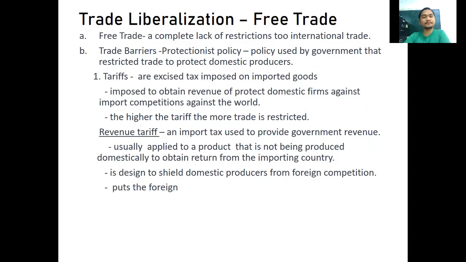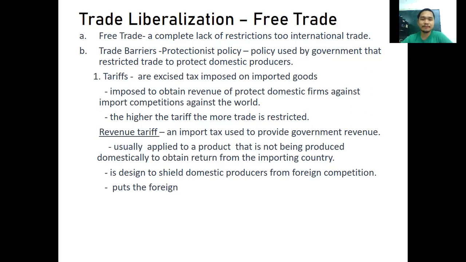Now, gitawag nga trade liberalization or the free trade. When we say free trade, it is a complete lack of restriction to international trade. Complete lack of restriction to international trade. Trade barriers are protectionist policy, the policy used by the government that restricts trade to protect the domestic producers. So sa atong trade barriers, natin mga terms, tariffs.